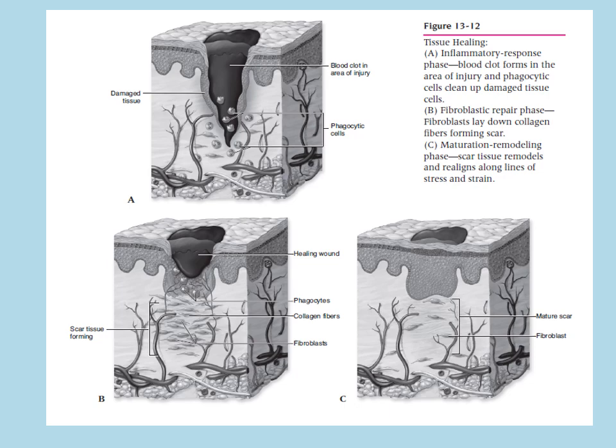And then on the tissue labeled C, on the right-hand side of the bottom, we have a picture of our maturation remodeling phase, where scar tissue has remodeled and is starting to realign along the lines of stress and strain. So we're not seeing that big old clump and mess of collagen fibers. We're starting to see what looks more like a mature scar, more like the normal tissue surrounding it. And that is all for our healing process.